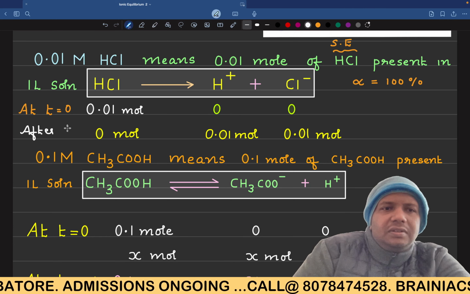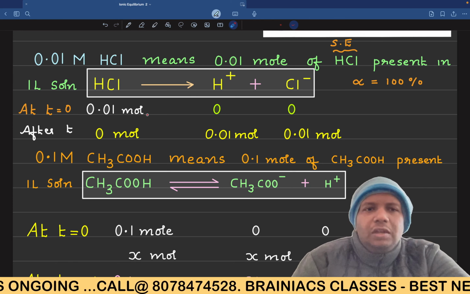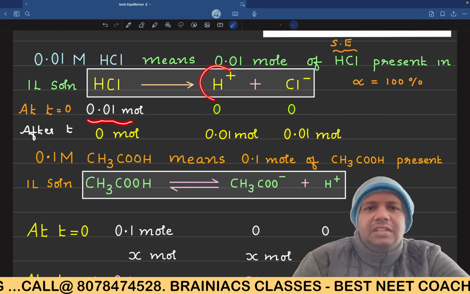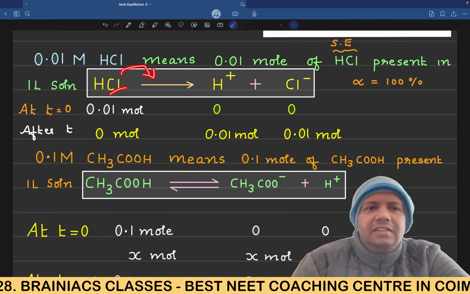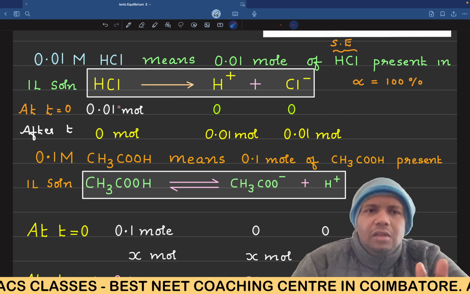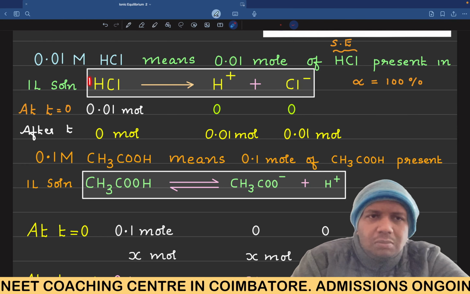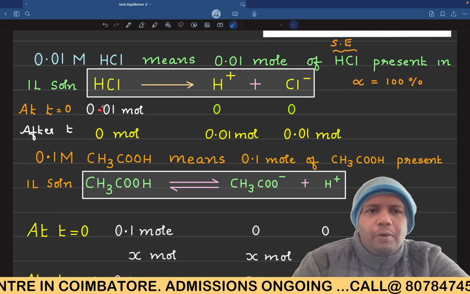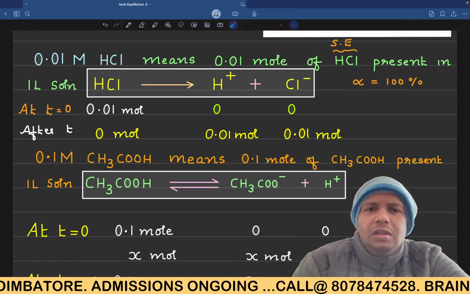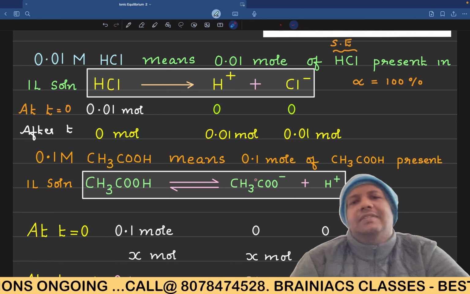After time t, it will become very clear. Initially only this is present, nothing formed. Once it is dissolved in liquid, we know that this is a strong electrolyte, so the entire thing will ionize and this will become 0 mole. We know that 1 mole can give rise to 1 mole of H plus and 1 mole of Cl minus. So 0.01 mole can give rise to 0.01 mole of H plus and 0.01 mole of Cl minus.